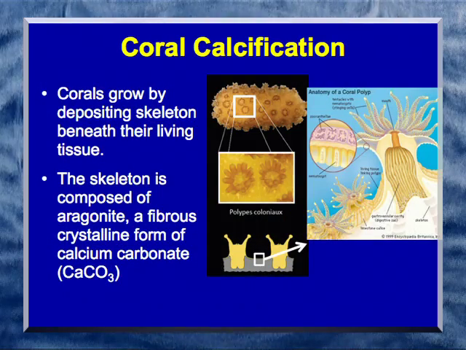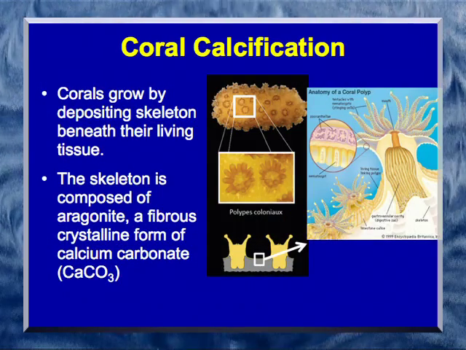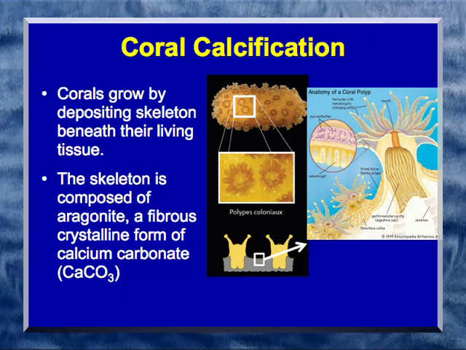And then that goes on over a period of time, and as it keeps laying down skeleton and pushing itself up, it builds up, and creates one of the big colonies that we see underwater. And this skeleton is composed of aragonite, which is a fibrous crystalline form of calcium carbonate.